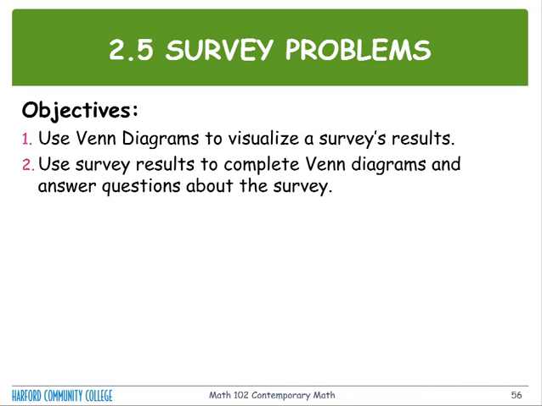Section 2.5 Survey Problems. In this section we covered two objectives. The first one is to use Venn diagrams to visualize a survey's results. And the second one is to use the survey results to complete Venn diagrams and answer questions about the survey.